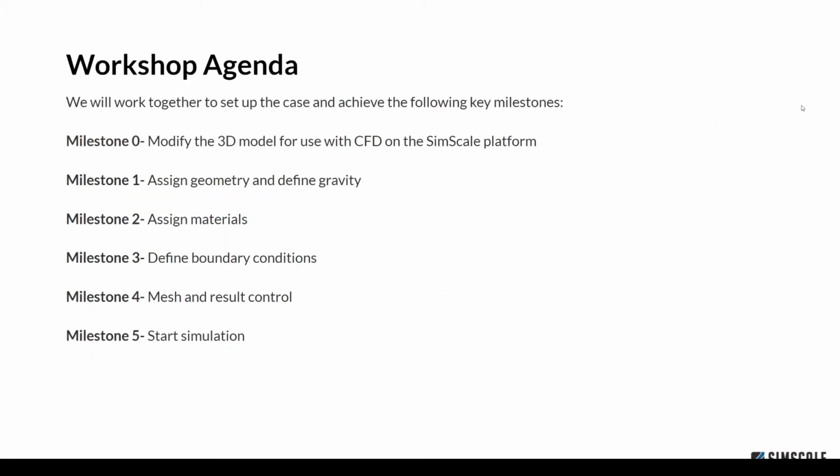Just taking a quick look at our agenda, there's really 6 milestones. I started with milestone 0 because first we actually have to make the model ready for simulation. So that includes a flow volume extraction and some other geometry operations. We define the gravity and assign the geometry. We will then assign materials, define boundary conditions, generate a mesh and define result controls, and then start the simulation. Lastly, we will spend some time in the post-processor taking a look at results.